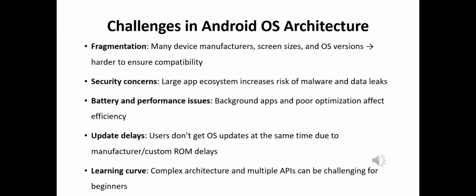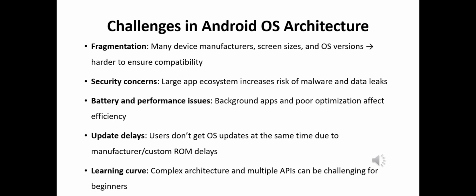Now, we're going to talk about the challenges of Android OS architecture. The biggest issue is fragmentation. Android runs on thousands of devices with different screen sizes, hardware, and OS versions. Developers often have to test across multiple devices to ensure compatibility. Security is another concern because the open ecosystem allows apps from outside the Play Store, which increases the risk of malware. Battery and performance issues are also common, especially when apps are not optimized and keep running in the background.